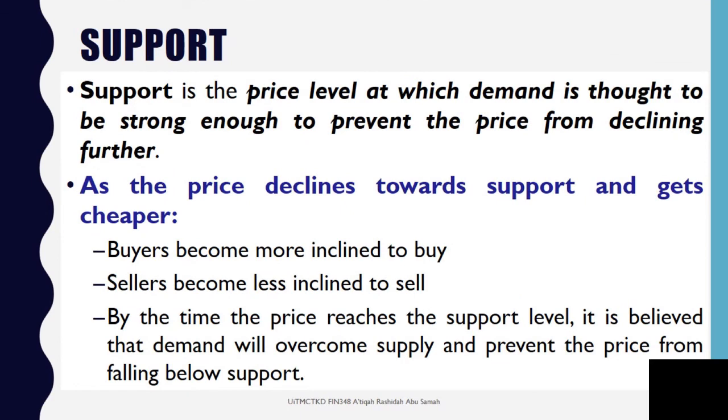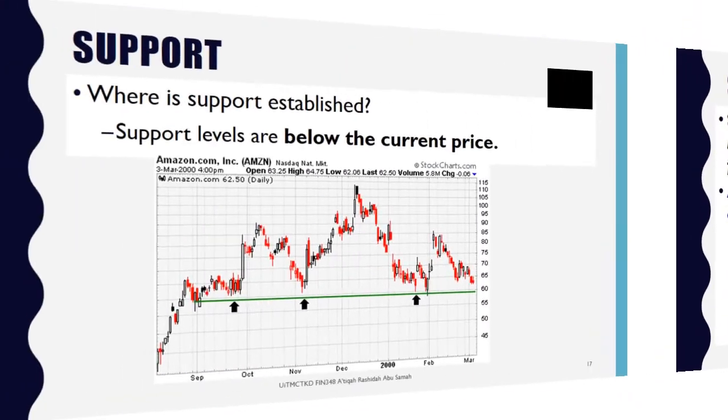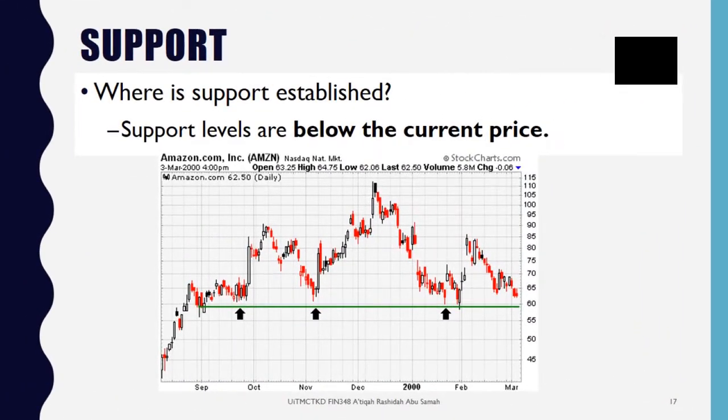This is the explanation about the support. Support is the price level at which demand is thought to be strong enough to prevent the price from declining further. You may read this one. This is an example of a support line. You may draw the support and resistance lines, and then interpret them in your report.